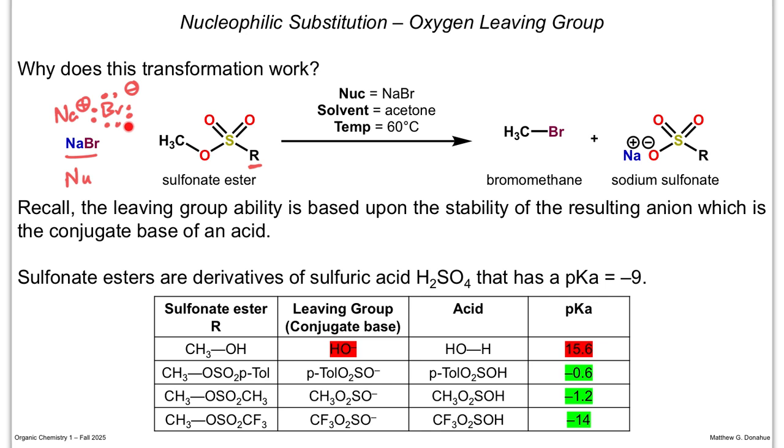So the bromine has now a negative charge, and one of these lone pairs is going to attack the carbon. And then we break the carbon-oxygen bond. So that whole group has now been substituted for bromine. And so we balance the spectator cation with the leaving group, and that's the byproduct. What's the byproduct? So the sodium sulfonate.